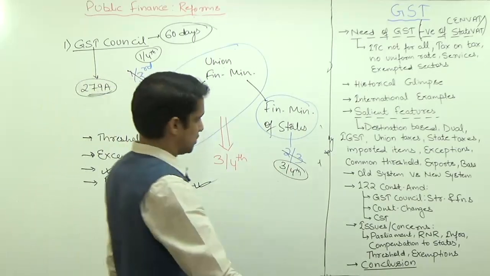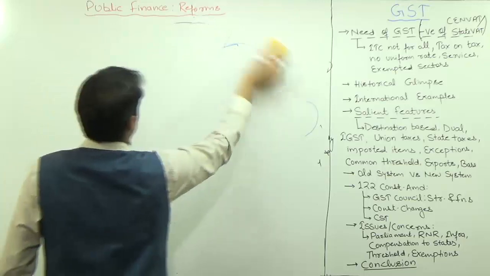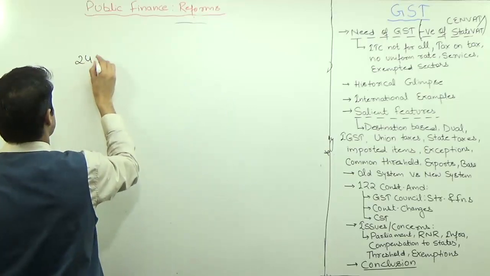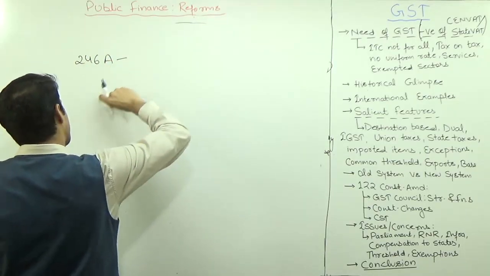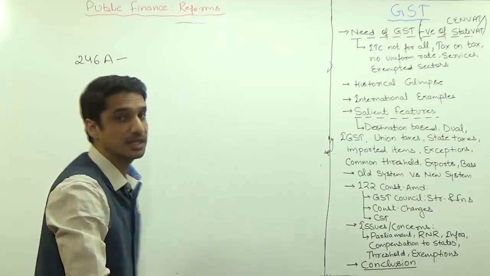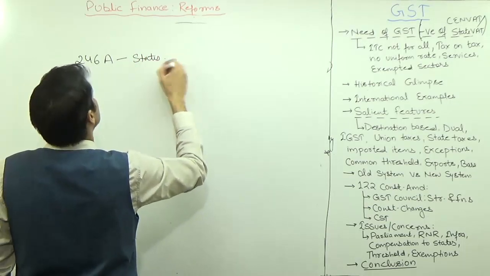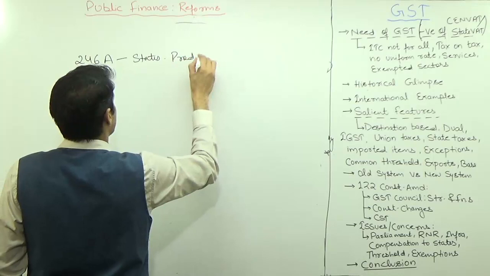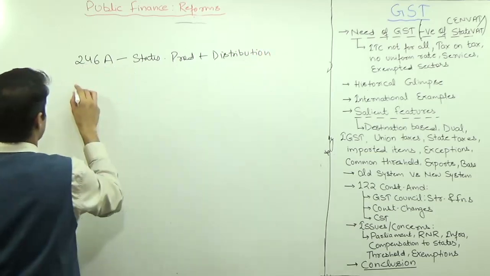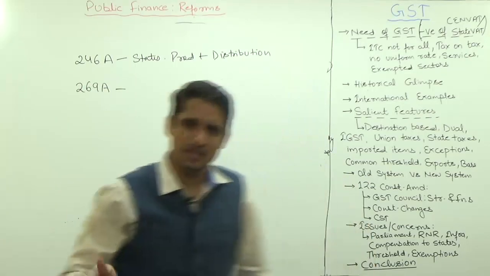Then the constitutional changes. Once GST comes, it is going to amend more than a dozen constitutional articles. But a few major amendments are like 246A. We discussed that the Union government can levy taxes on production and the state government can levy taxes on distribution only. 246A will be amended, and states will get the power to levy taxes on production as well as distribution. Then we have 269A. All these other articles like 268, all these will be removed.